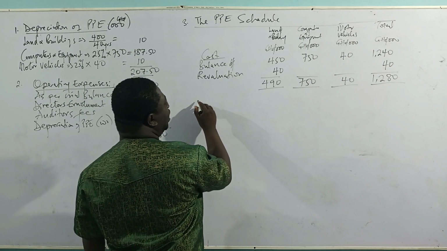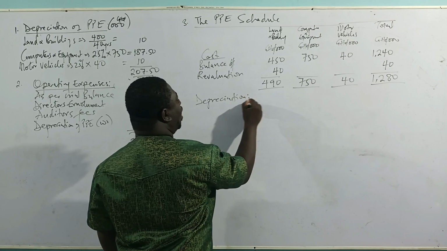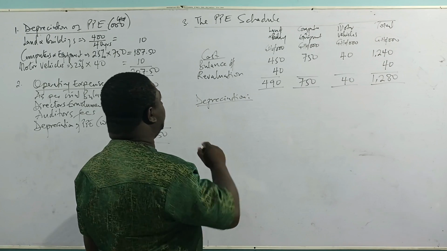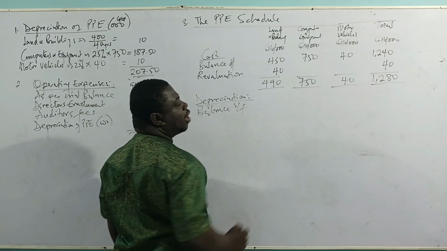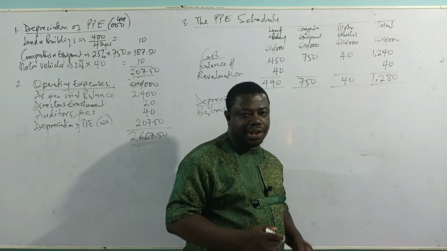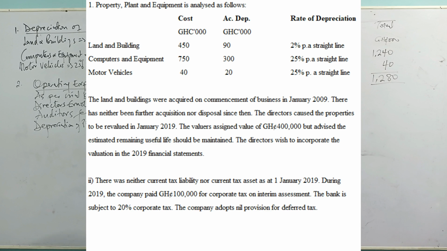We come to the depreciation portion. So under the depreciation, there will also be an opening balance for all of them, which will be the accumulated depreciation balance that we have in the trial balance or additional information. So we come and we realize that in the additional information, the opening balance for accumulated depreciation, land and building is 90, computers and equipment is 300, and motor vehicles is 20. Oh, so that 90 was already given in the question.